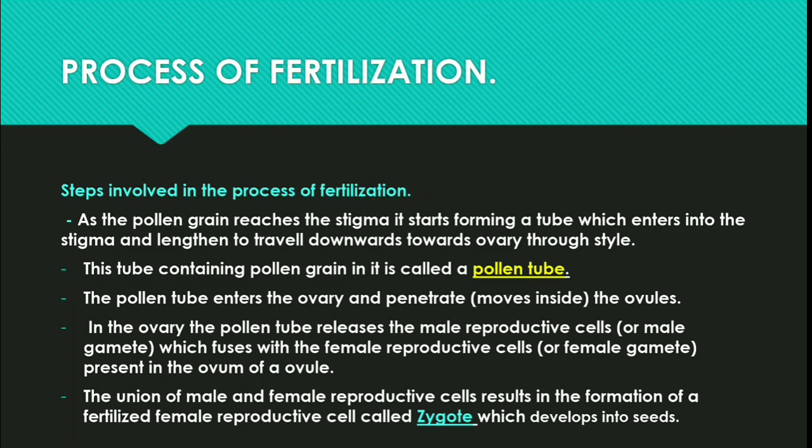After the male and female reproductive cells fuse together, they will form a zygote. What is a zygote? It is a fertilized female reproductive cell. You can also say it is a single cell which will be formed after the fertilization process or after the fusion of male and female gametes, and this zygote will develop into a seed.